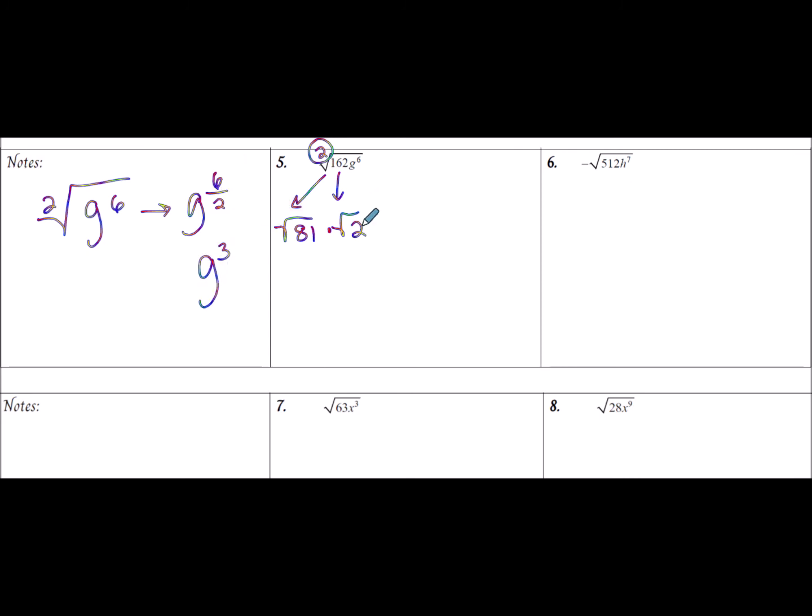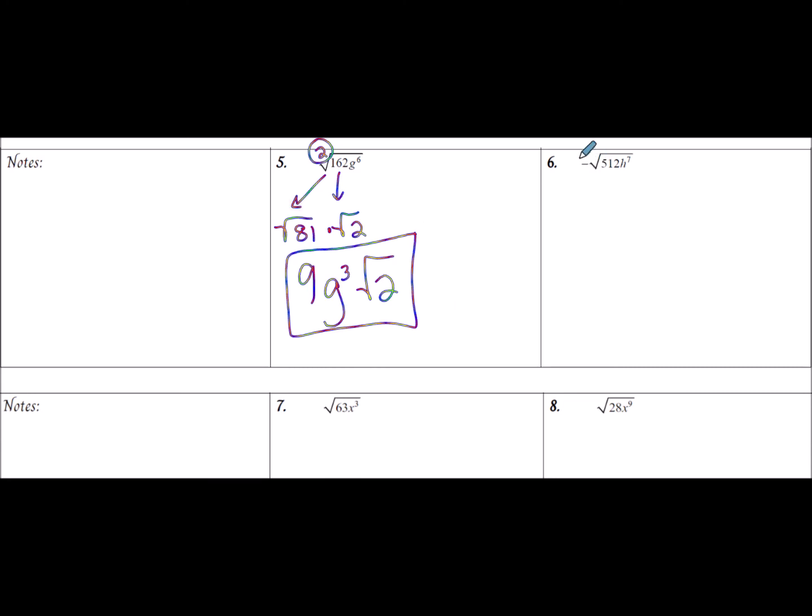So now here's the finale. Square root of 81 is 9. Notice this does not have a radical, so this will be included outside of the radical, and then you bring the radical 2 over. This is our simplest form. I know it looks kind of weird. Give it a chance. Number 6 has a negative on the outside, so I'm going to put that there.